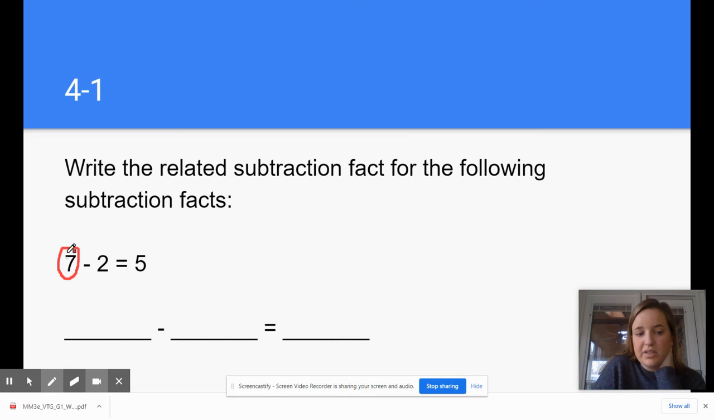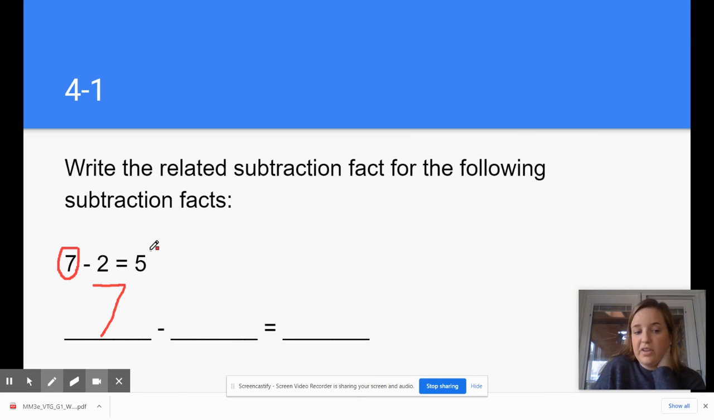So this first number is stubborn. That's what I like to say. He does not want to move. He's always the line leader. So the 7 does not move. If you move the 7, you're going to get very confused. So the first number never moves. The 7 stays right there. And then all we're going to do is flip-flop the next two numbers, because 7 minus 2 equals 5. If we switch these, 7 minus 5 equals 2.